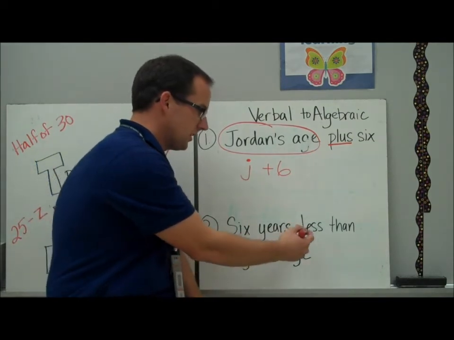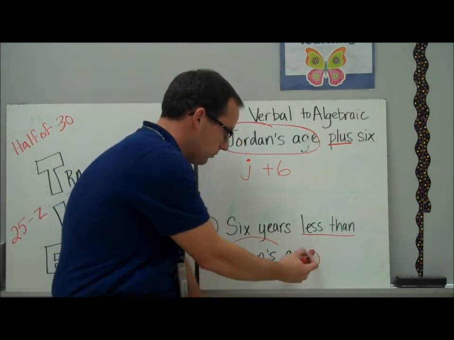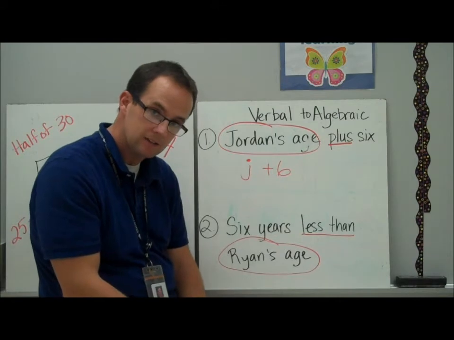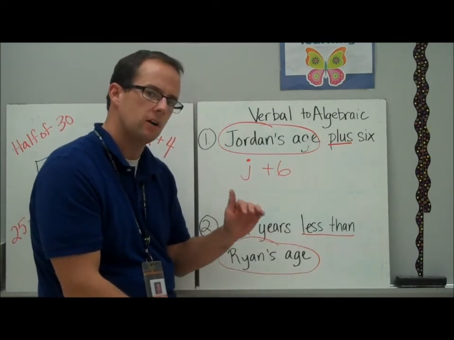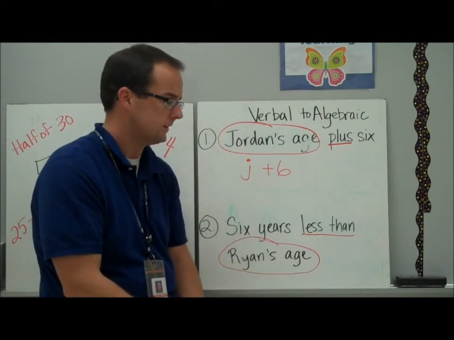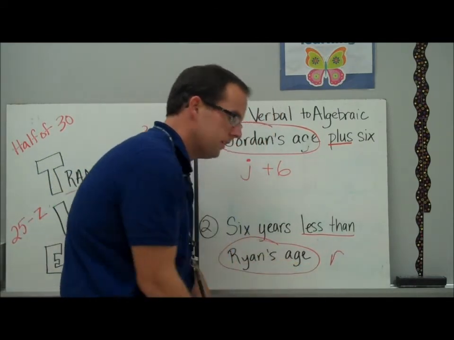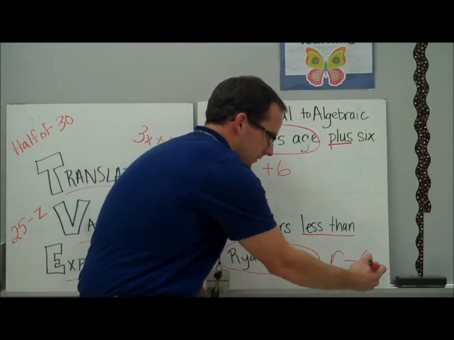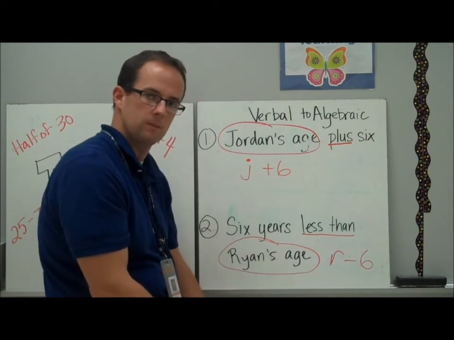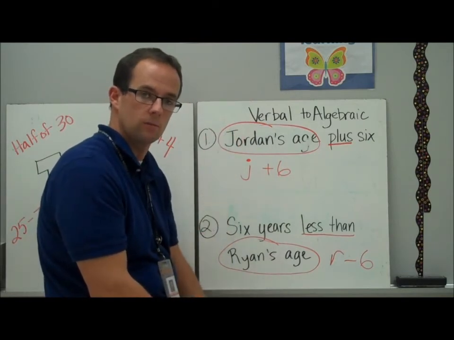Alright, 6 years less than Ryan's age. We do not know what Ryan's age is, so I'm circling it. Less than means to subtract. But if you read in the directions above, the word then actually asks you to switch the order. We call that a turnaround word. Alright, we're going to talk more about that in class. But this means you're going to take Ryan's age, or R, and subtract 6 years. So if you look down below, the answer R minus 6 should be below. So that's translating the verbal to the algebraic. You should be able to then finish the rest of the page for homework.